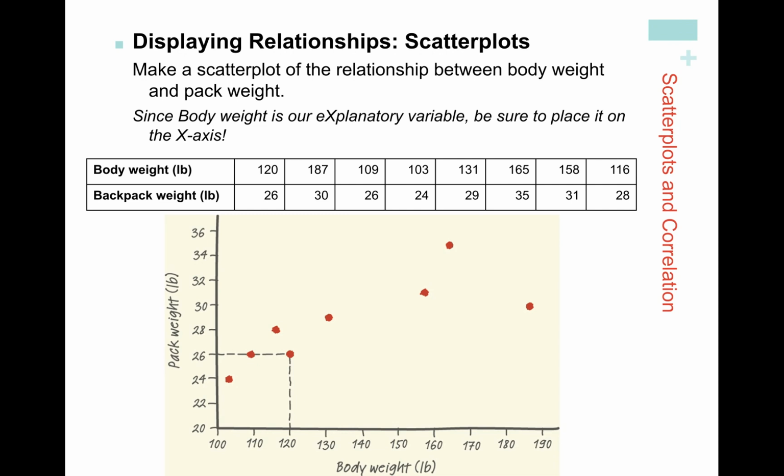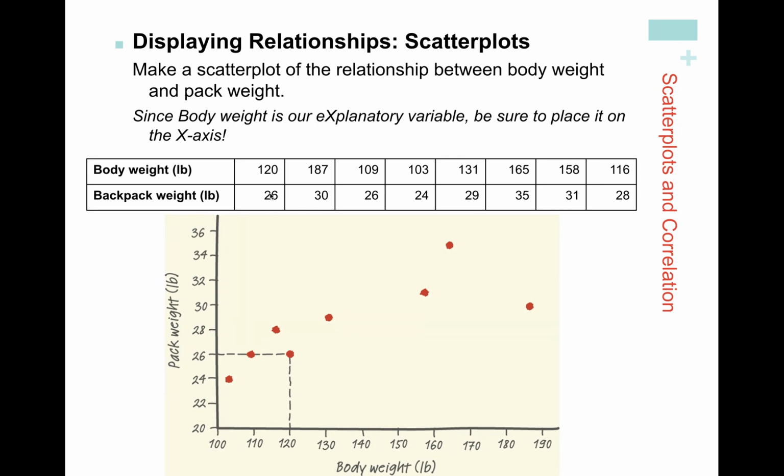So before we even plot this data, and I know the scatter plot's right here, what kind of relationship do you think we would expect to have? As body weight increases, do you think that backpack weight would increase or decrease? Well, if there is a strong correlation between these two things, we would probably just intuitively guess that as body weight increases, backpack weight would also increase. And that's the kind of thing that we're looking for when we're looking for a relationship between two variables.